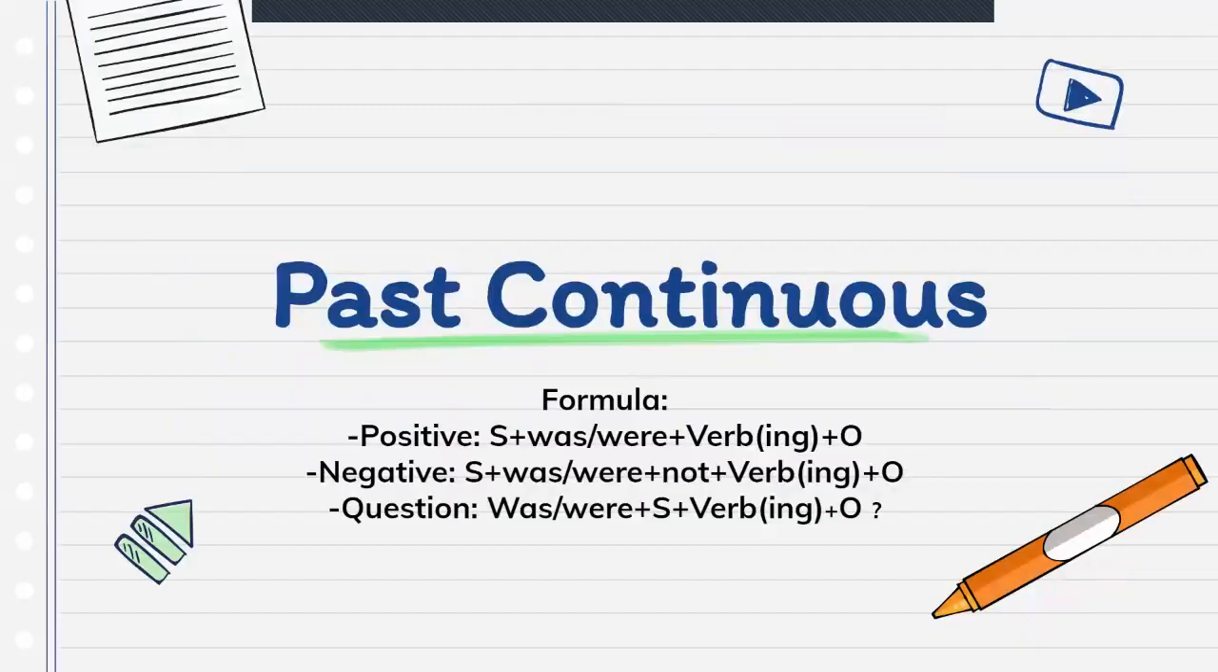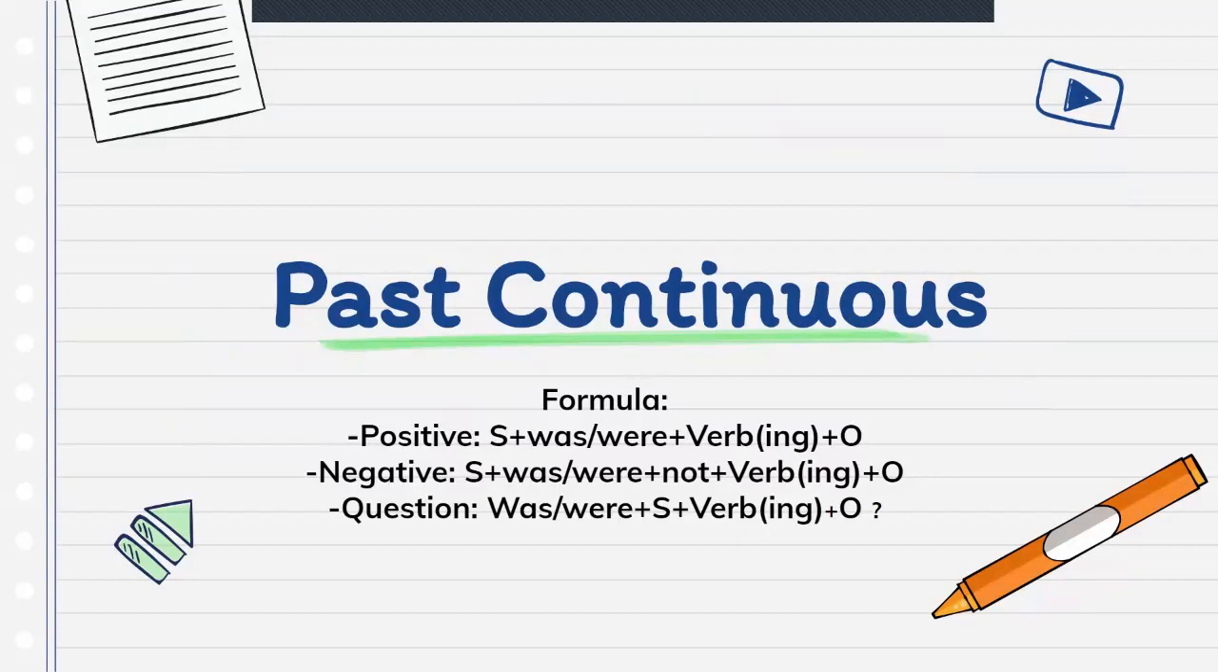So for the next one, we have past continuous. For the past continuous formula, for the positive one, we use subject plus was or were plus verb ing plus object. For the negative, we use subject plus was or were plus not plus verb ing plus object. And for the question, we use was or were plus subject plus verb ing plus object.